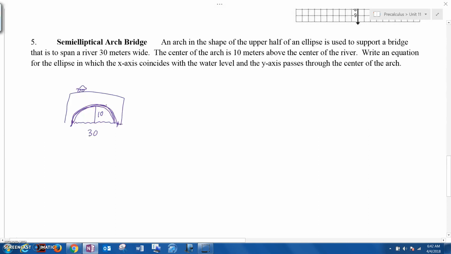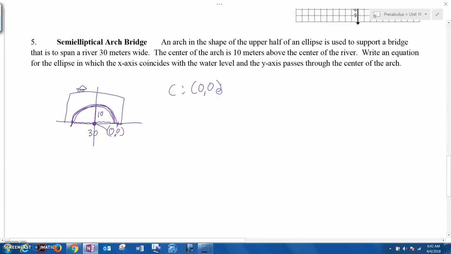Write an equation for the ellipse in which the x-axis coincides with the water level. So here's my x-axis, and the y-axis passes through the center. Well, that's telling you that this point right here is 0, 0, which happens to be the center. So the center is 0, 0.